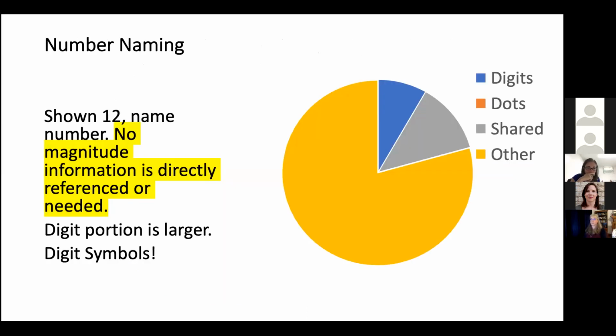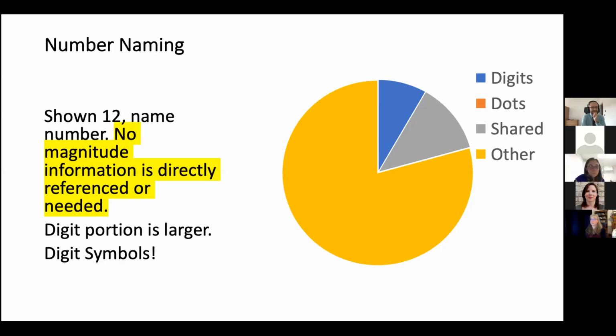Okay, one of the other tasks we had was a number naming task where children are just shown a number and they have to name it. That's sometimes called transcoding. And the assumption is that no magnitude information is actually needed. It's not directly referenced. You don't have to use it. And in fact, the digit portion accounts for somewhat more variance here than it did in arithmetic, which is consistent with the idea that the digit is accounting for symbol processing. But note that the shared variance is still substantial. There's still lots of shared variance going on here. Presumably that's not accounting for magnitude processing in number naming, but maybe it is, I don't know.